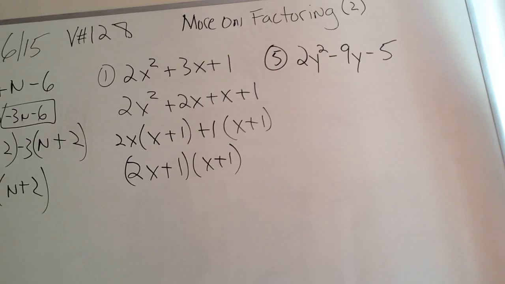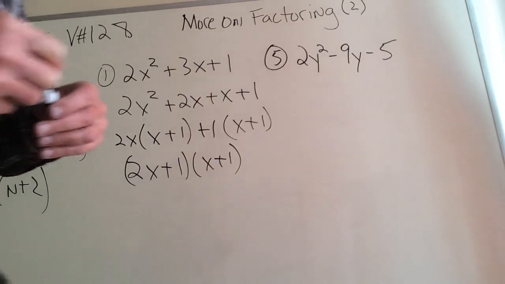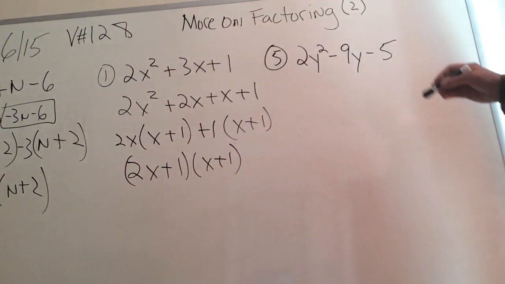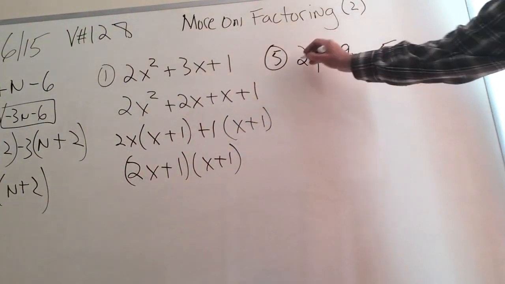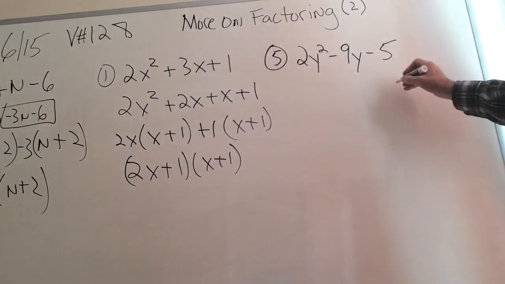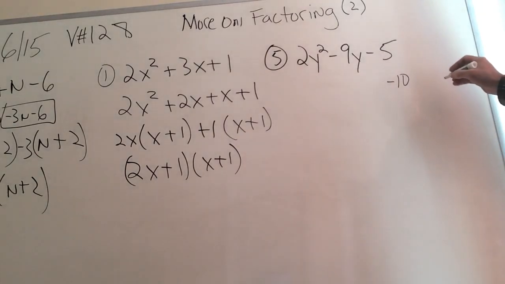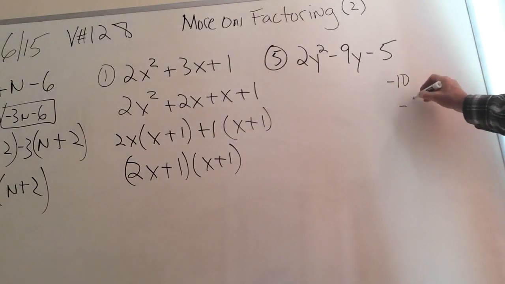The variable here is y. I'm sure you're used to that if you've been doing your work. And all I have to do now is find a key that works. So I'll go over to this side over here, again trying to stay out of the picture as much as possible. And here we go. 2 times negative 5 is negative 10. I'll just write it there. And it has to add up to negative 9.